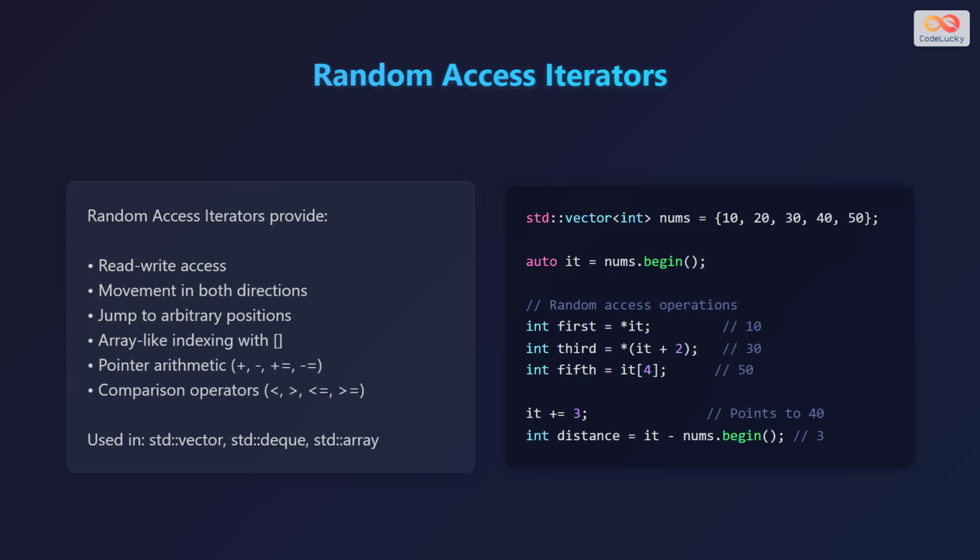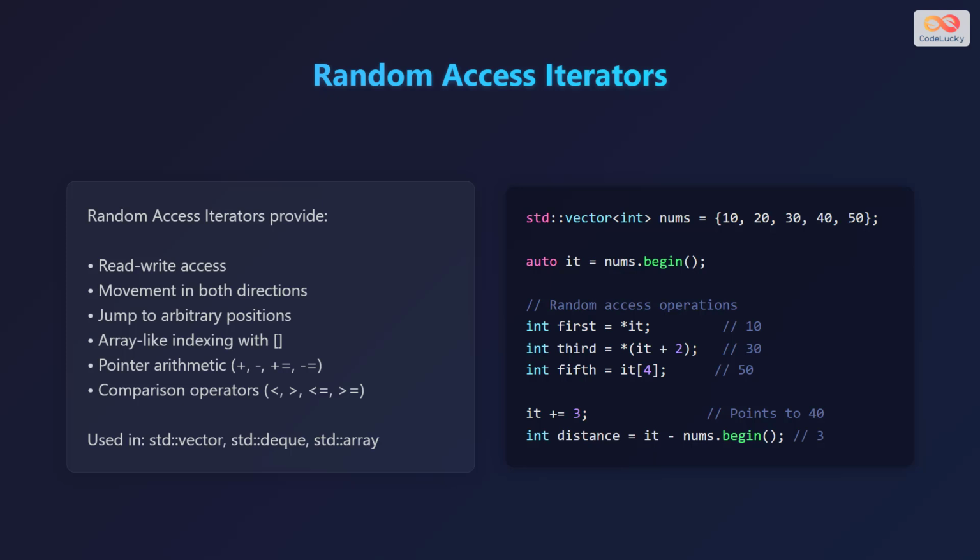Random access iterators are the most powerful type of iterators available in C++. They provide read-write access, allow movement in both directions, and enable you to jump to arbitrary positions within a container. Random access iterators support array-like indexing using square brackets, pointer arithmetic with operators like plus, minus, plus equals, and minus equals, and comparison operators such as less than, greater than, less than or equal to, and greater than or equal to. Standard vectors, standard deques, and standard arrays utilize random access iterators.